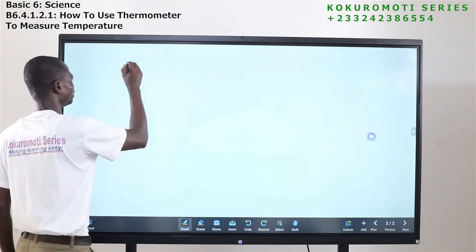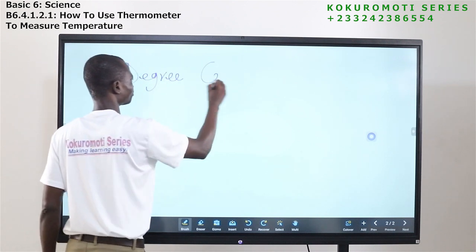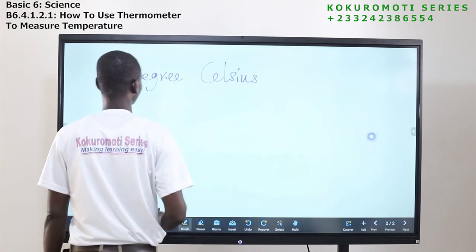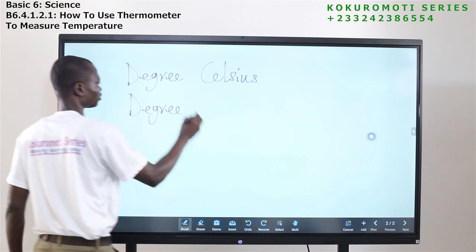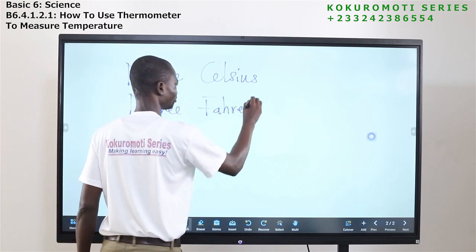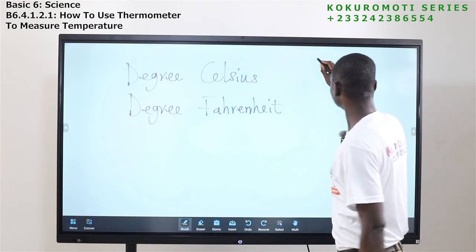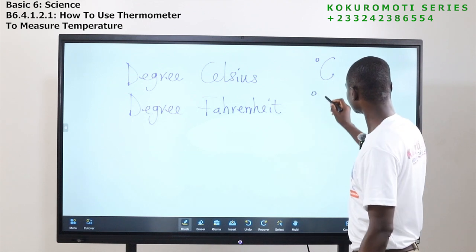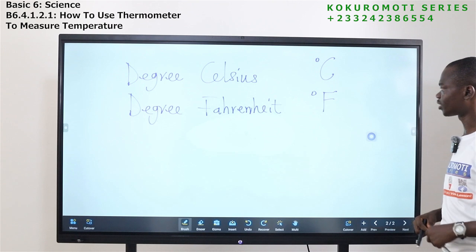So we have two scales. We have degrees Celsius, and then we have degrees Fahrenheit. So degrees Celsius, this is how you write it. Then degrees Fahrenheit, this is how you write it. So C for Celsius, F for Fahrenheit.